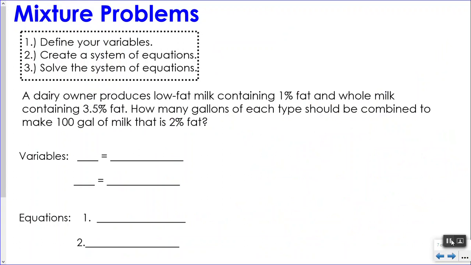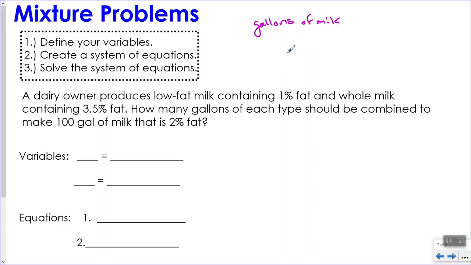Okay, so here's another mixture problem. And to give you a clue, because I'm going to have you try this one on your own, I'll help you set up the table. So we're looking at how many gallons of milk we have to add together of two different mixtures to create 2% milk. We have a low-fat mixture containing 1% fat and whole milk that has 3.5% fat. We want to create 100 gallons of a 2% fat mixture.